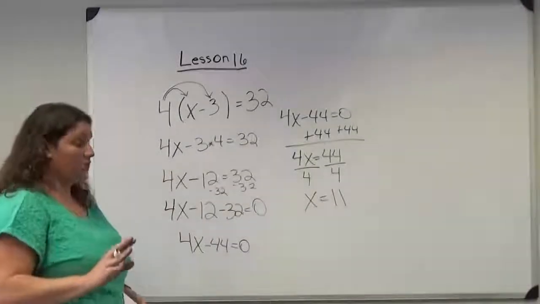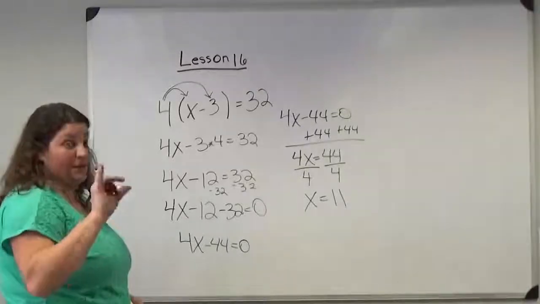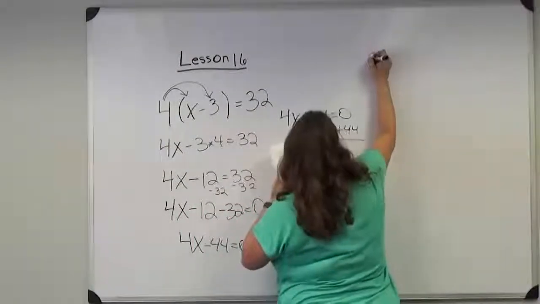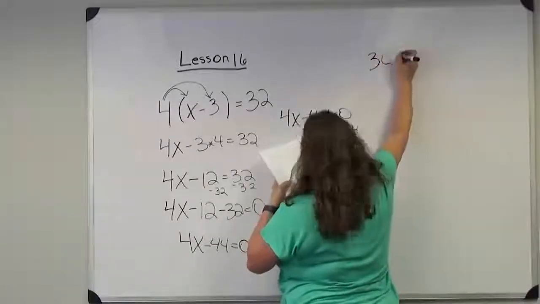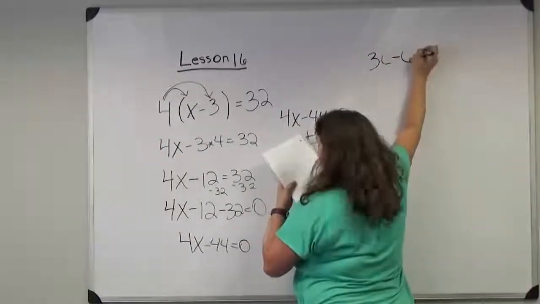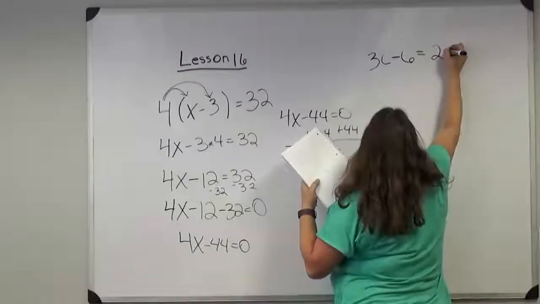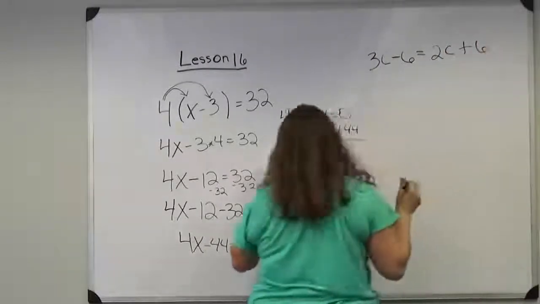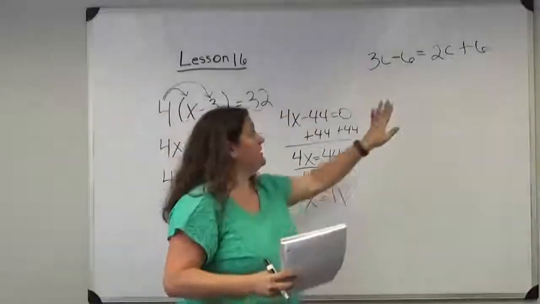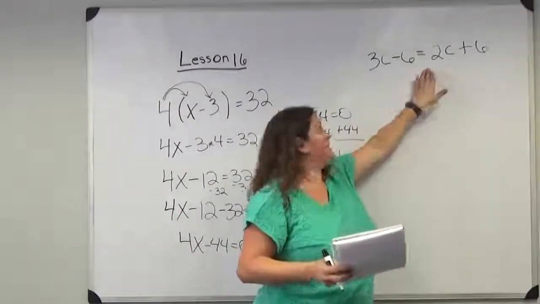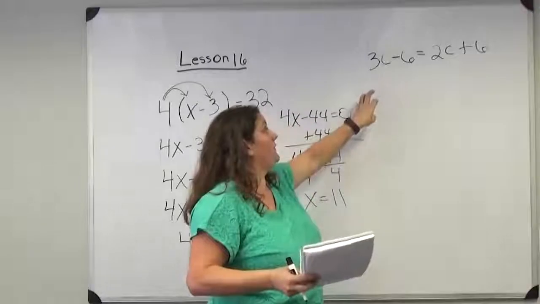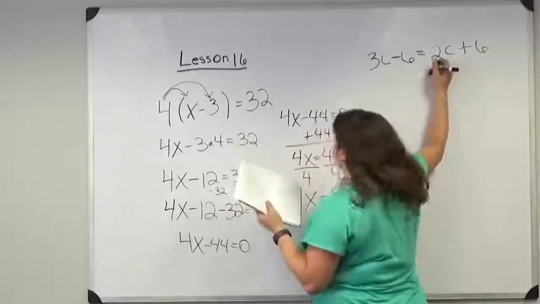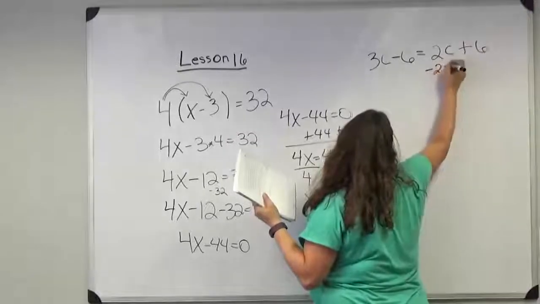And now I'm going to do one more for you that has the variable on both sides of the equal sign. So we have 3c minus 6 equals 2c plus 6. The first thing you want to do is get your variables to the same side of the equal sign. You can't really solve for c when it's on both sides. So I'm going to subtract 2c from each side.